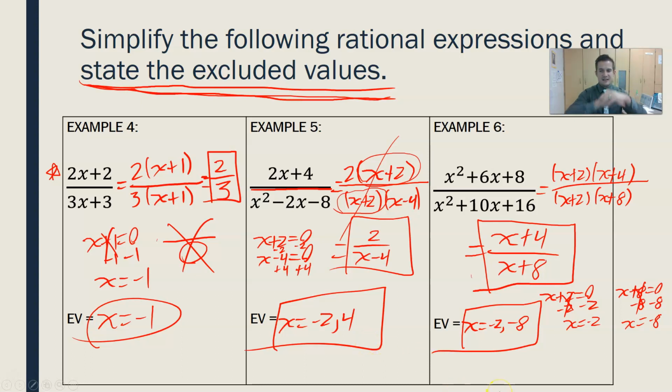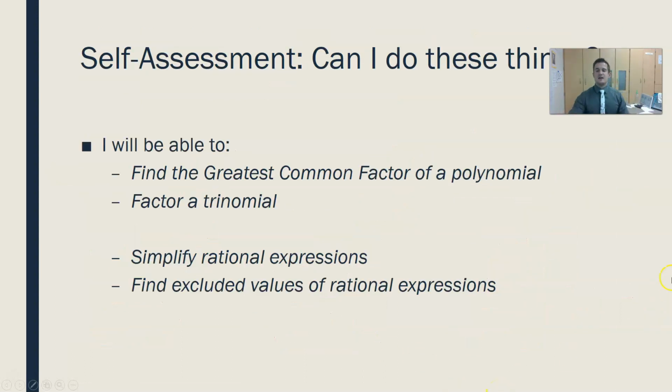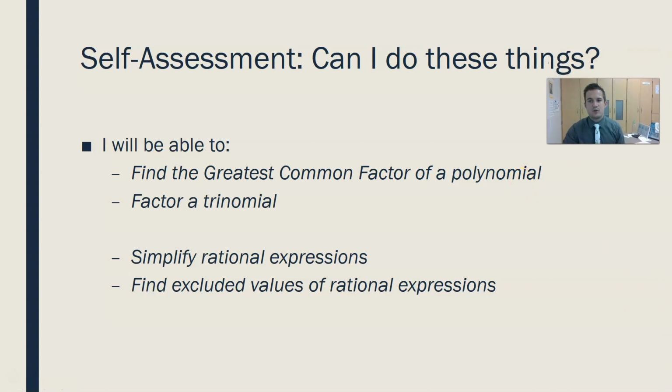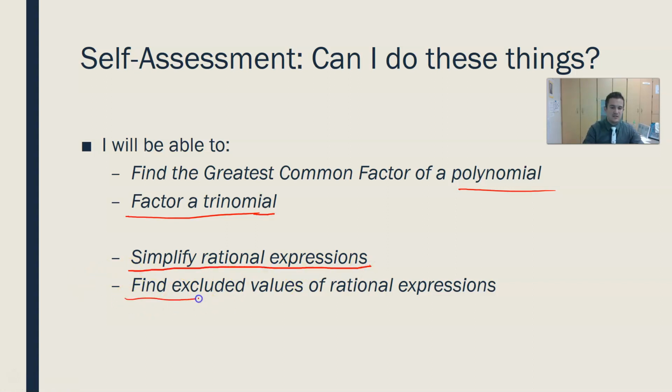So this is the end of this lesson. That's simplifying rational expressions. We're going to go on and start talking about other things that we can do with rational expressions, like adding, subtracting, multiplying, dividing. We're going to talk about solving rational expressions. But for now, I want you to be able to find the greatest common factor of a polynomial and use those greatest common factors as well as factoring trinomials, factoring quadratics, to be able to simplify rational expressions and find excluded values.